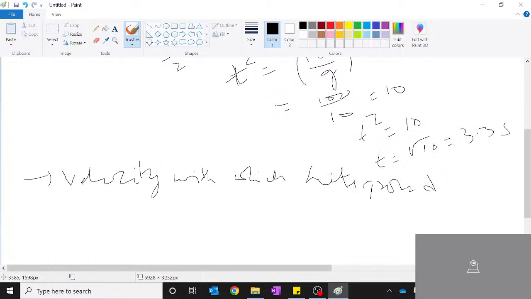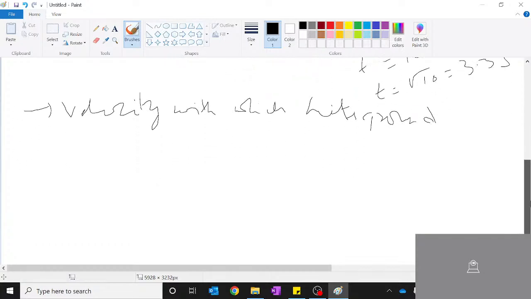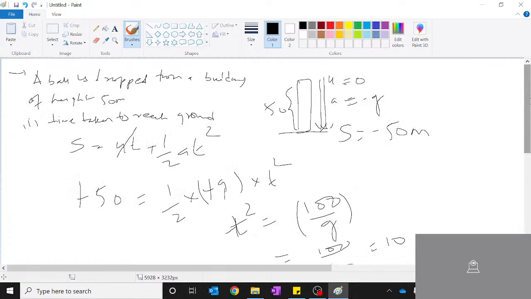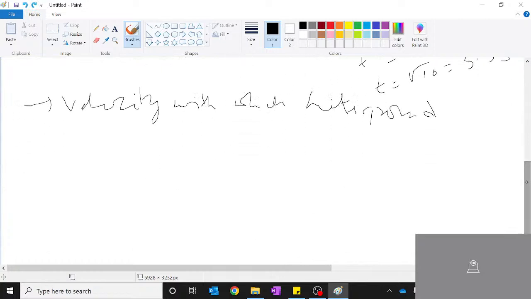Velocity with which it hits the ground. Now, similarly, you are supposed to find out the final velocity, which is v, because that is the velocity with which it will hit the ground. Now you have four parameters given to you: v, u, a, and s.